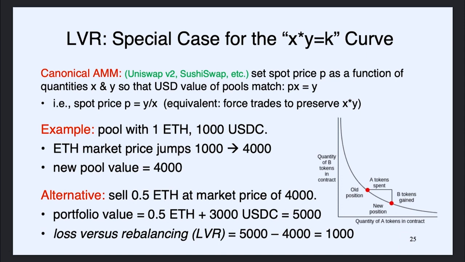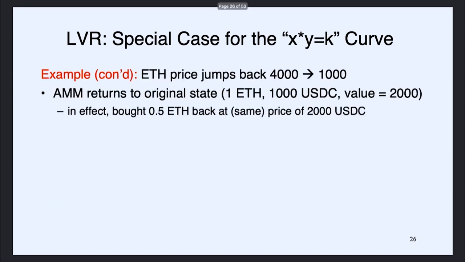You're going to do better because you're selling the same quantity at a higher price. You're selling it at 4,000 rather than 2,000, so you get 1,000 more in your portfolio from this reference strategy, and that's the lever of this one trade. For a sequence of trades, you just add up the lever trade by trade.